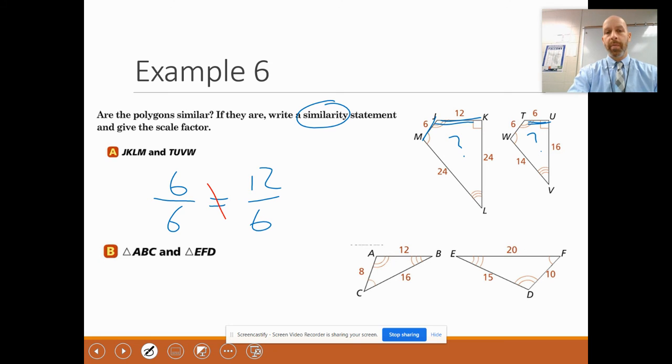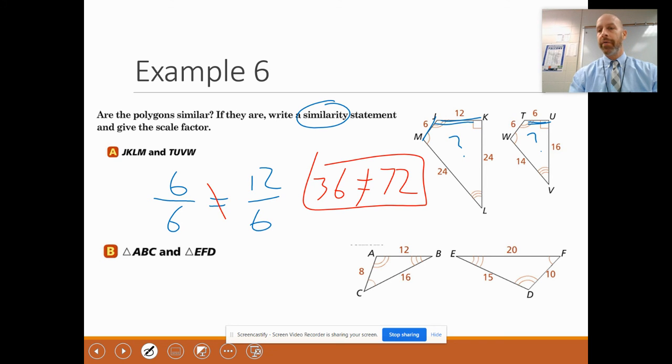Because when you cross multiply there, you're going to get 36 equals whatever 12 times 6 is, which is 72. And those clearly do not equal each other. Therefore, there is no way these are similar. They cannot be similar.